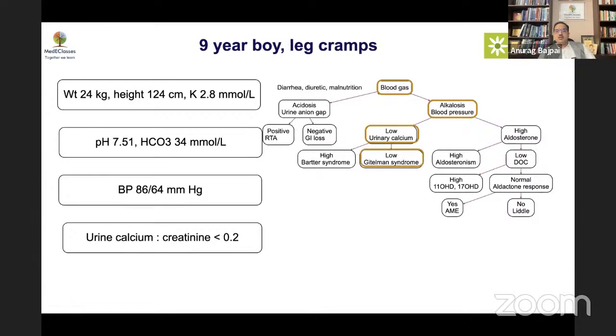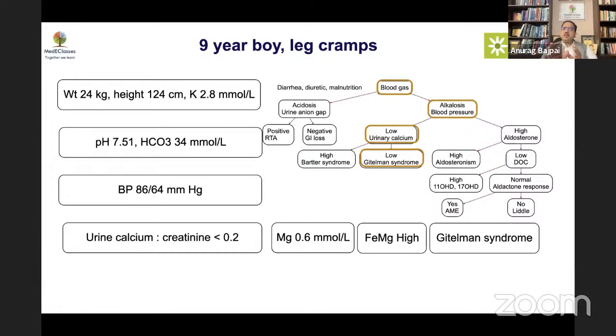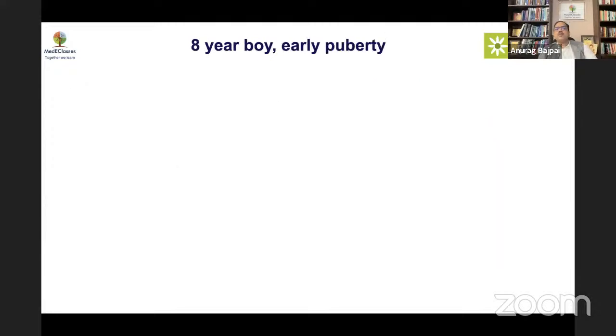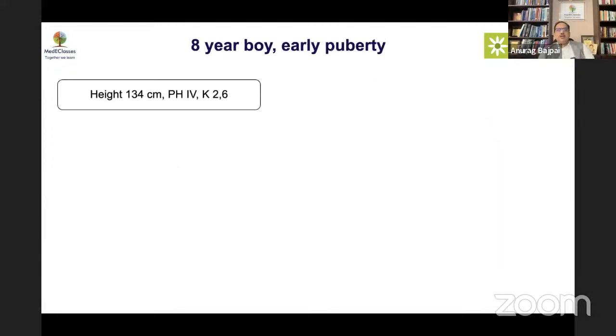There is hypocalciuria and the magnesium is low. FE magnesium is high. So this is classically Gitelman syndrome. Think Gitelman syndrome in an older individual with a milder presentation with cramps, polyuria. And if you have hypokalemic alkalosis with hypocalciuria and hypermagnesiuria, so essentially just like what the thiazide diuretic does in that scenario.